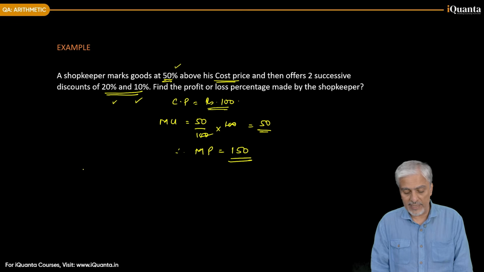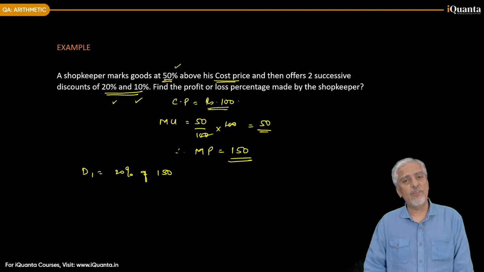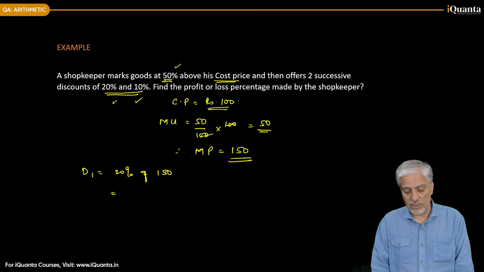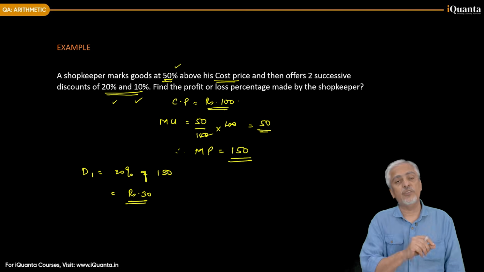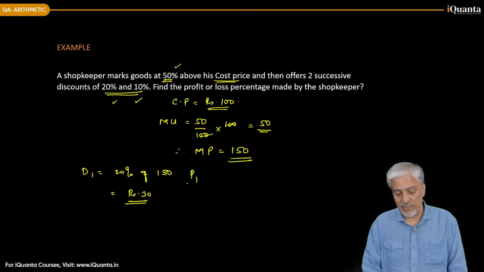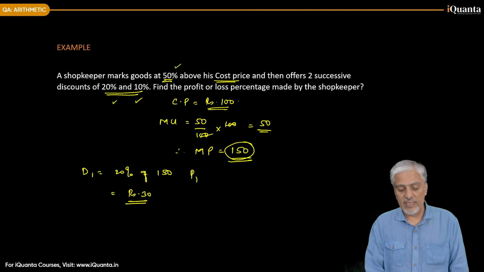Let's see how you calculate the discount. So what will be discount 1? It will be 20% of 150, that is 1/5. I'm not showing all the calculations in detail, I assume you will start getting that. So this discount will be 30 rupees. The price after the first discount: you're marked at 150, then somebody said okay, 20% discount. So you were ready to give it for 30 rupees less. So 150 minus 30, you were ready to give it for 120.